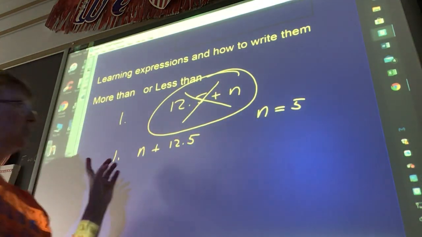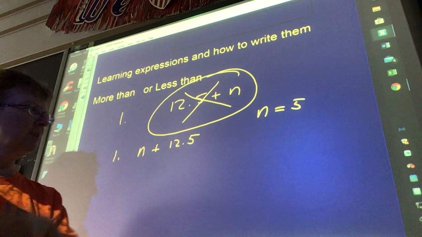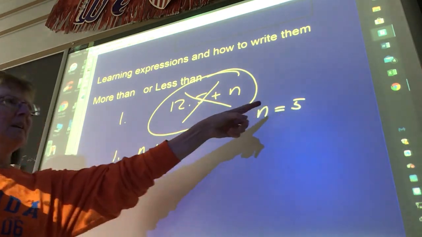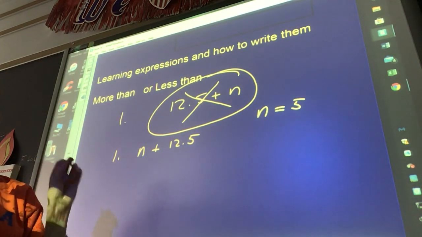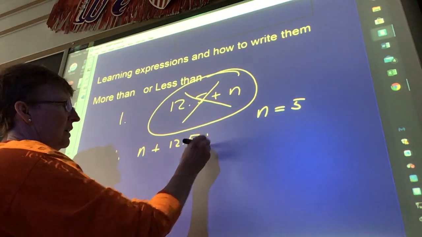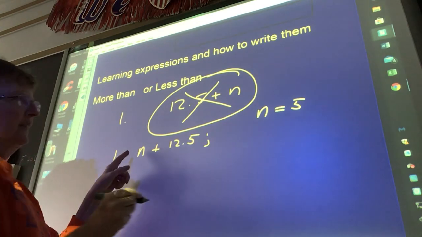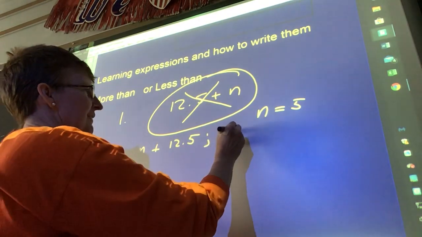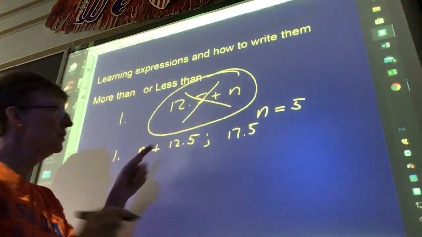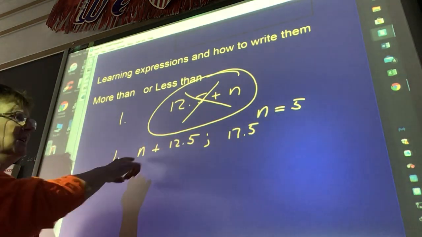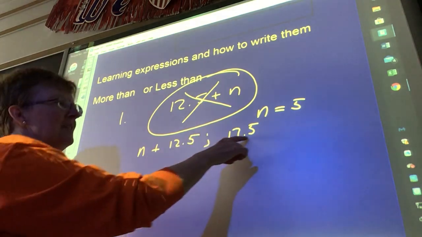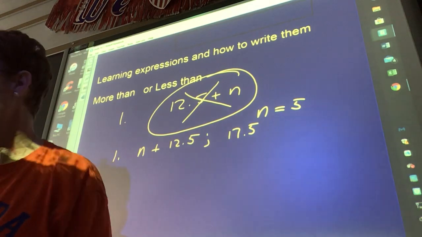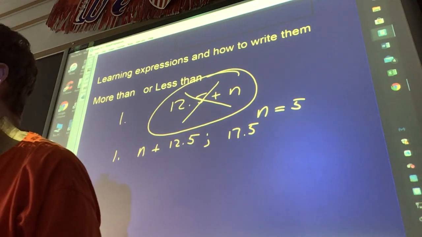So they're asking us to do two things. Write the expression, which I just did. Then they're asking us to put 5 into the expression and solve it. So we would have 5 plus 12.5, which is 17.5. Those are the two things that you need to write down. You need to write down the expression, and then you need to solve the expression with the value that they give to you.